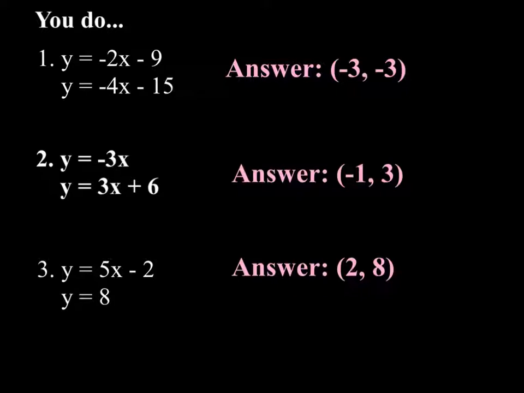I do want to point out the fact that just because this is a y equals 8 does not mean you should do anything differently here. It's still going to be set them equal, so it'd be 8 equals 5x minus 2, and you'd solve for the x there. Here, just because there is no y-intercept doesn't change anything. It's still going to start off with negative 3x is equal to 3x plus 6.